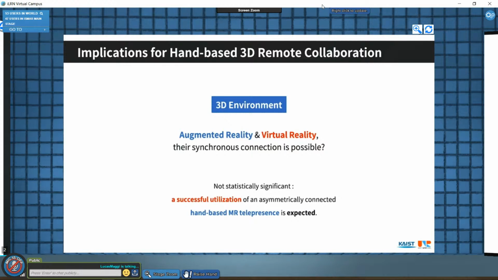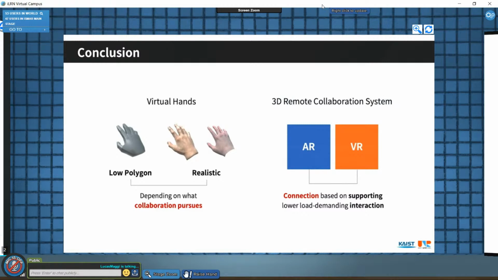We concluded that both the low polygon and realistic could be considered for a different purpose, and the effect of the differences between AR and VR would be diluted in terms of the users' subjective feelings. In conclusion, when selecting proper hand models and designing an effective hand-based MR remote collaboration, we should first understand what the collaboration context pursues and how we should support an effective and seamless interaction between heterogeneous user situations.